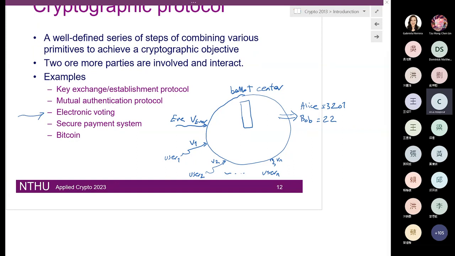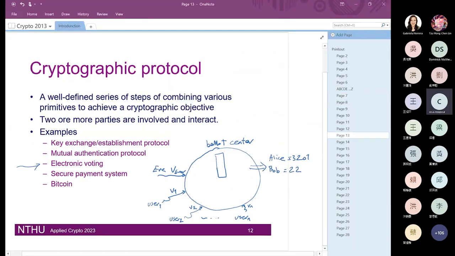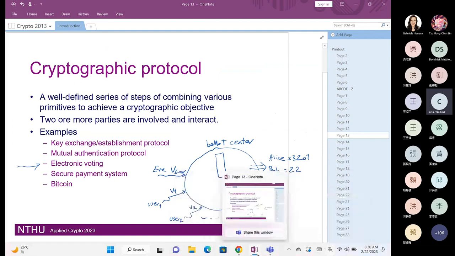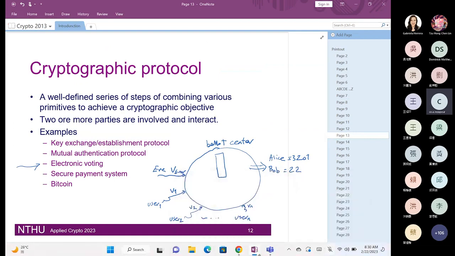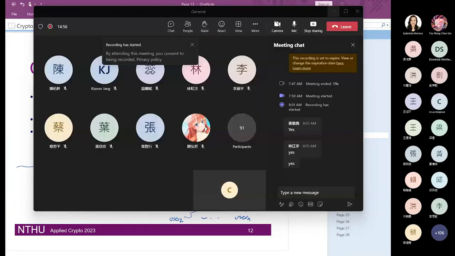Does anyone have any other idea what a better way to do this is? Or let's say we just go with the system where every user encrypts its vote and sends it to this ballot center, and then this centralized center counts the votes and publishes the results. Who thinks this is a good system, and who thinks this is a bad system? Or do you have any opinion?